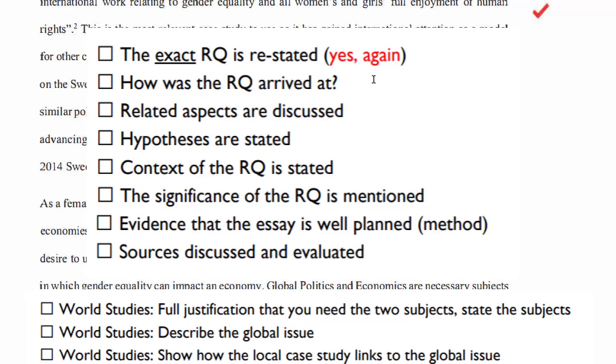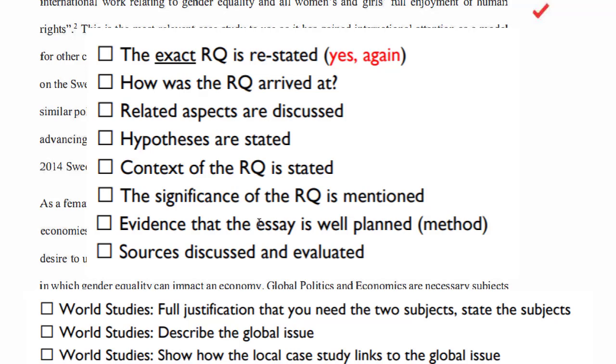Related aspects are discussed. If you're writing an English essay and you're focusing on one thing, you say, this is obviously related to several other things, but I'm focusing on just this one thing. It's telling the examiner that you're really focused in your extended essay. Hypotheses are stated, hypothesis or hypotheses. That means you should definitely write, this essay will argue that, and then whatever the answer to your research question is. The context of the research question is stated, so the bigger picture. The significance is mentioned. Why is it worth doing this?